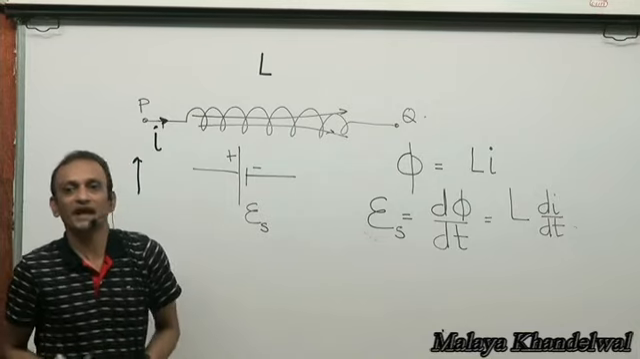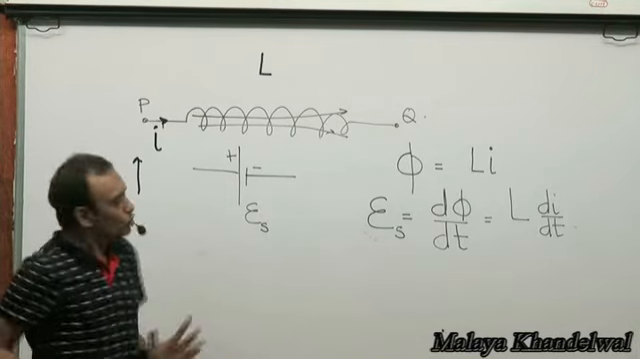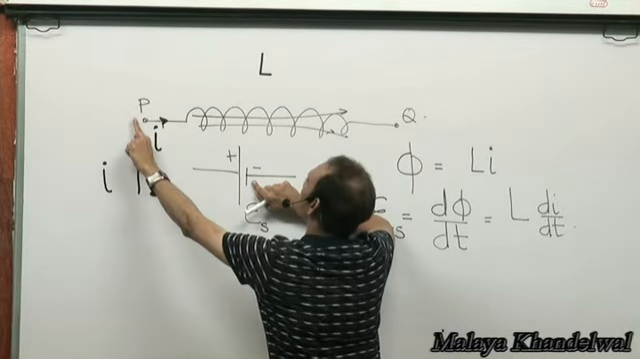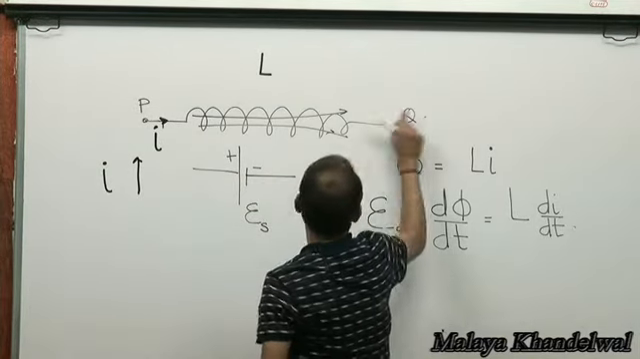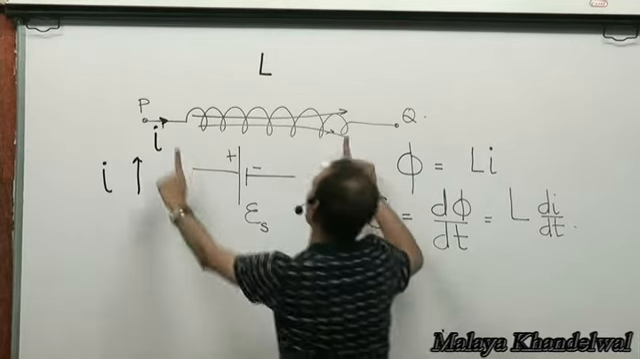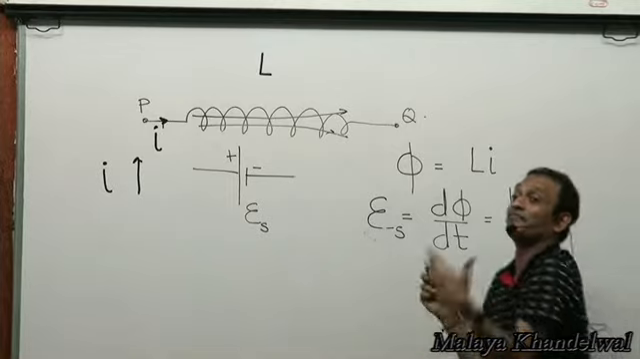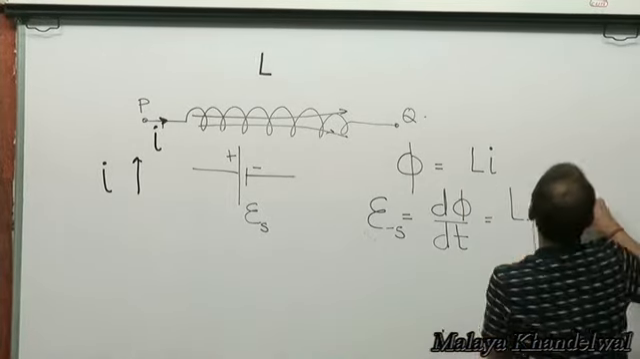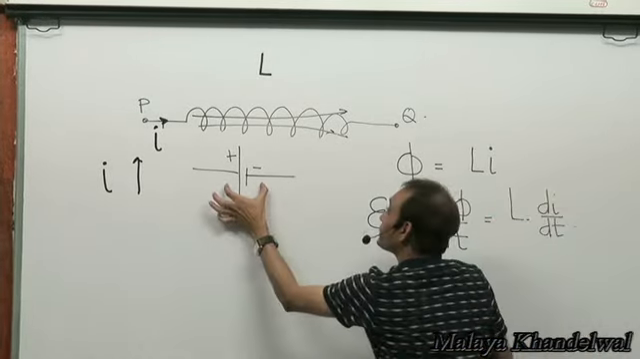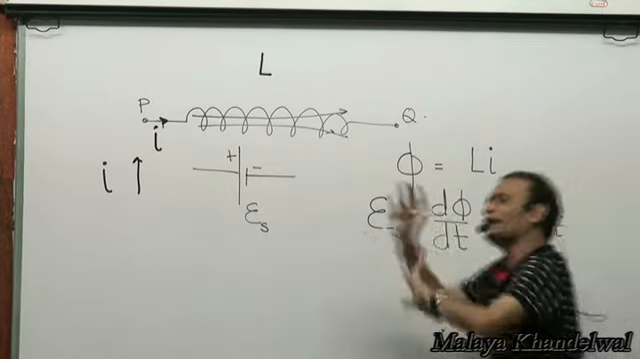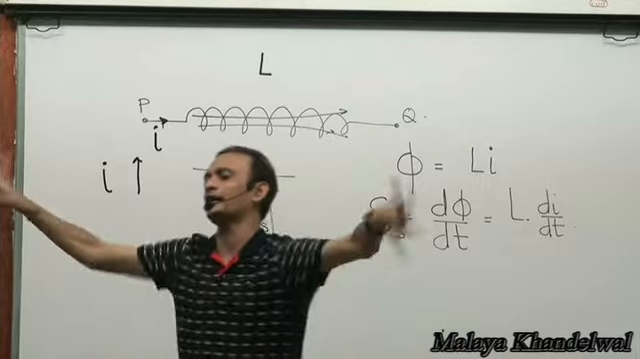If you do not know whether I is increasing or decreasing, you still look upon the polarities this way only. P will still be connected to the positive terminal, Q will still be connected to the negative terminal. In the sense, di/dt will have its own sign. If I is increasing, di/dt will be positive and this polarity will remain preserved. If I is decreasing, di/dt will be negative and automatically the algebra will take care of it.